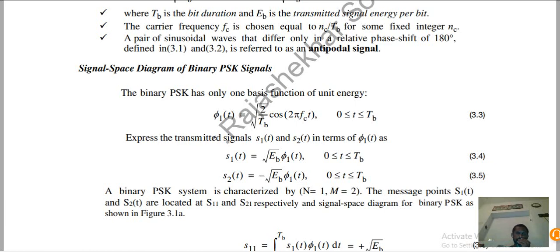The message points S1 of t and S2 of t are the symbols S1 of t and S2 of t, or the energies E1 and E2, located at S11 and S21 respectively. S11 means it has the first signal with basis function 1, and S21 has the signal 2, or symbol 0, with basis function 1 respectively.